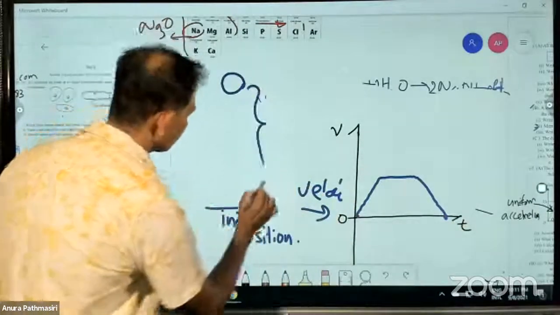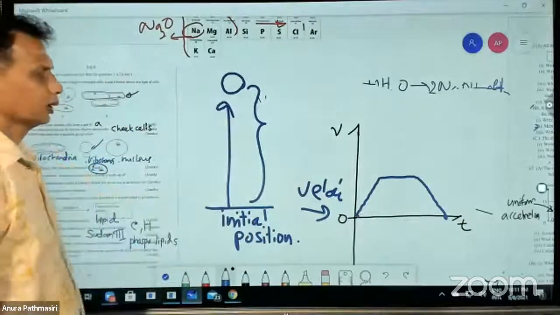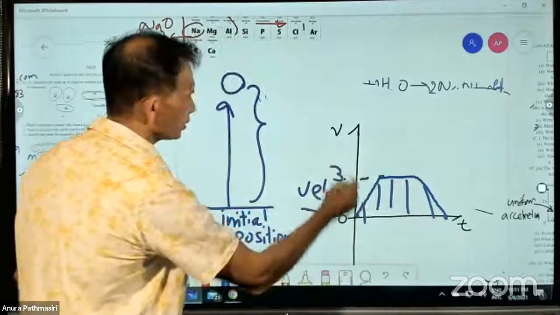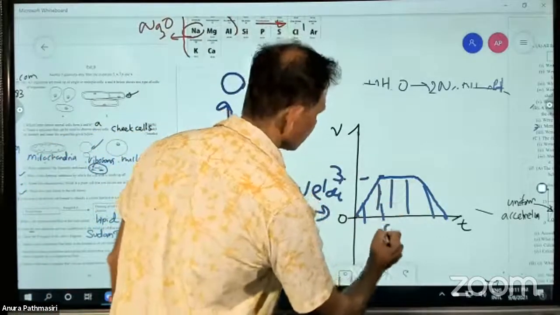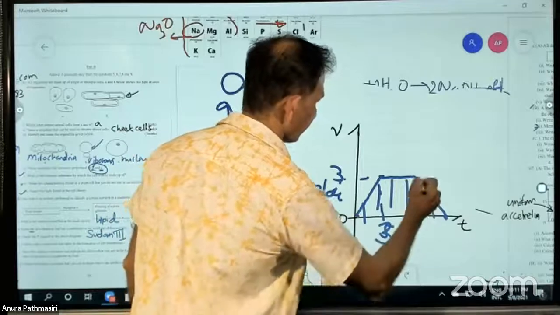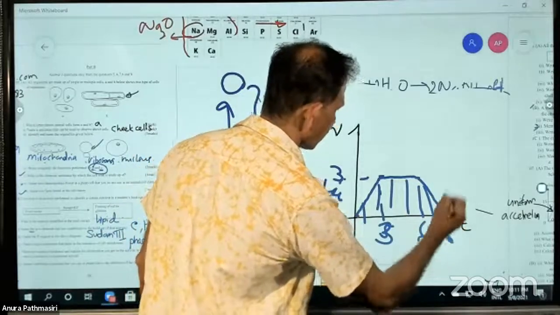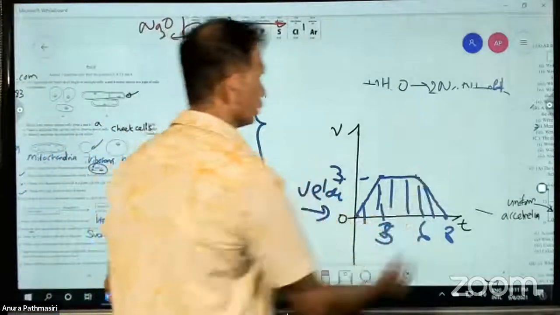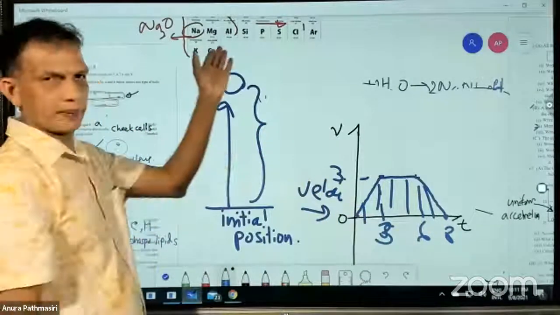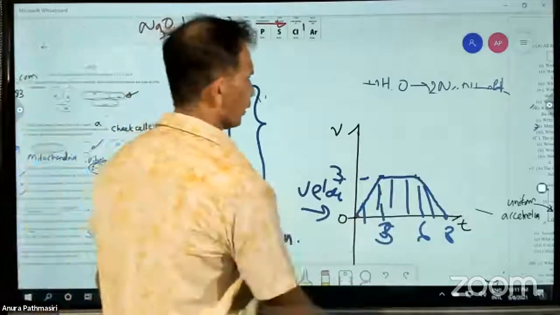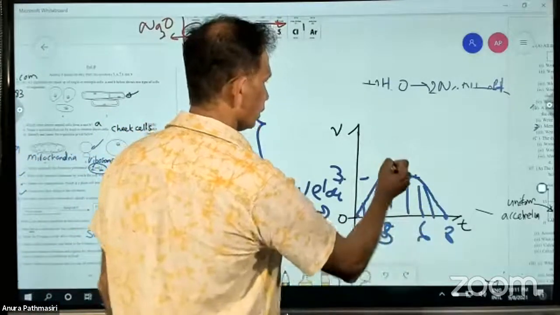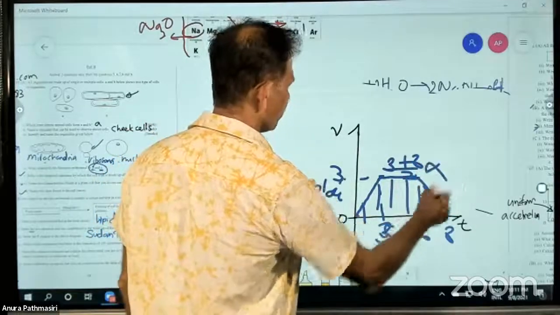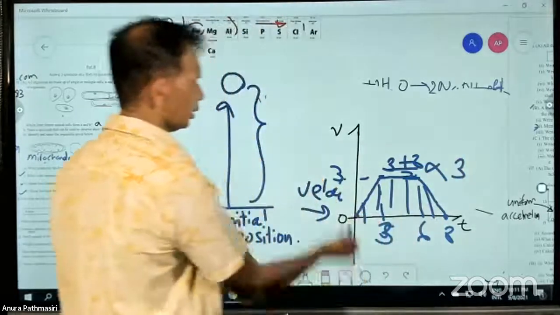The distance that the object moved can be calculated by finding the area of this one. If this is 3, if this is 5 or 3, and if this is 6, and if this is 8, what is the distance that it moved in the particular direction? Area. That means here it is 3 plus 8 divided by 2 multiplied by 3, the height.